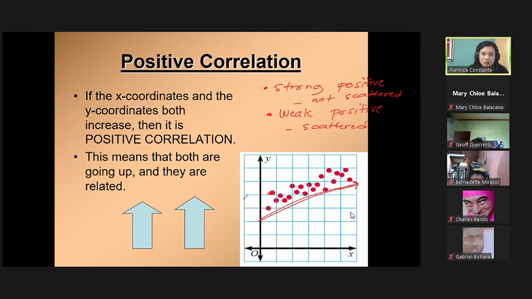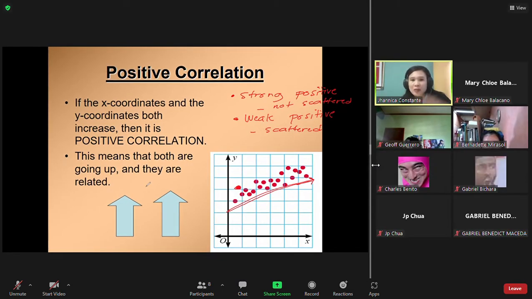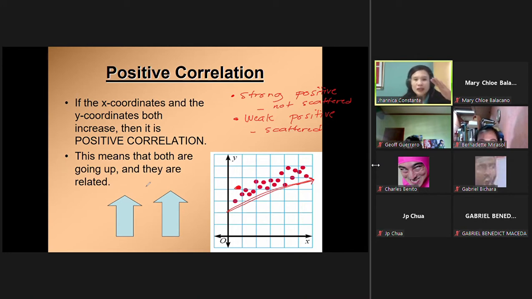That is positive. If you remember the slope of a line, if you have a positive slope and if you have a negative slope, for a positive slope the direction of the slope is from your left to right. That is a positive slope. It's the same concept also with your positive correlation or positive association, that the direction of the dots is from the left side of the Cartesian plane going to the right side of the Cartesian plane.